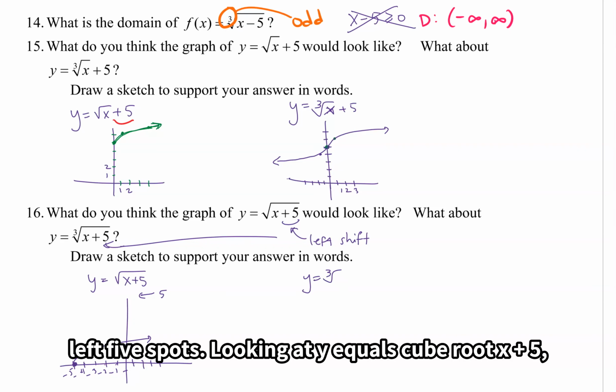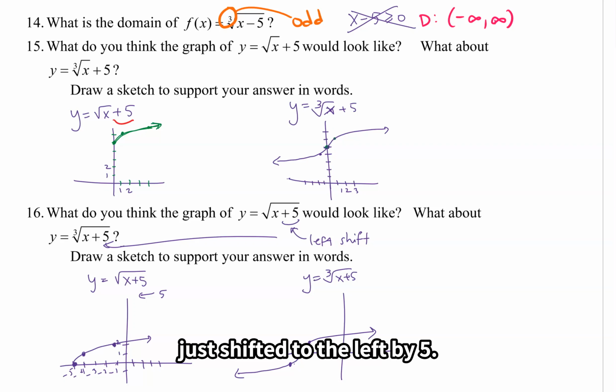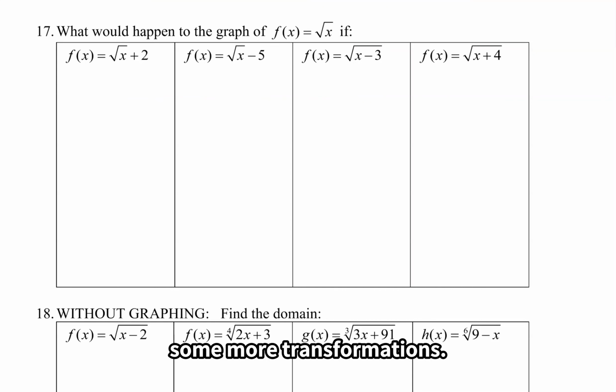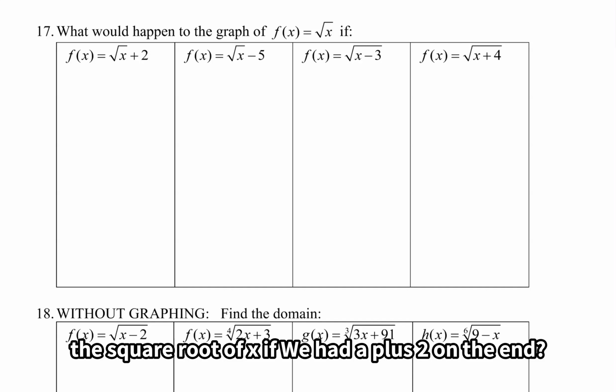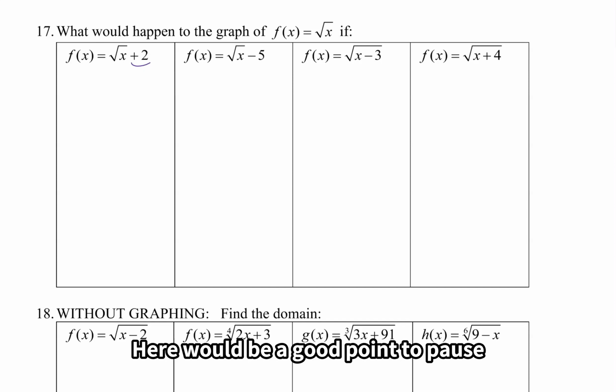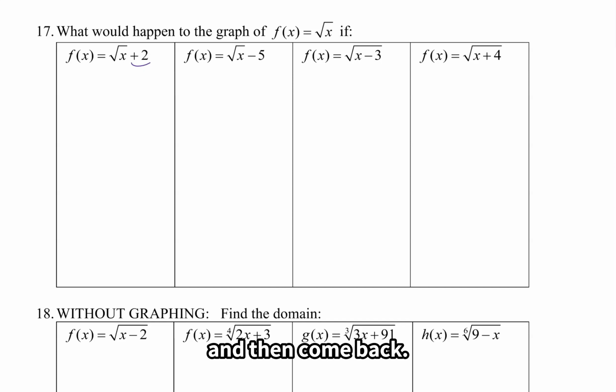Looking at y equals cube root of x plus 5, we get the great curvy shape of a cube root, just shifted to the left by 5. Let's talk through some more transformations. What would happen to the graph of f of x equals the square root of x if we had a plus 2 on the end? Here would be a good point to pause the video, see if you can figure them out on your own, and then come back.